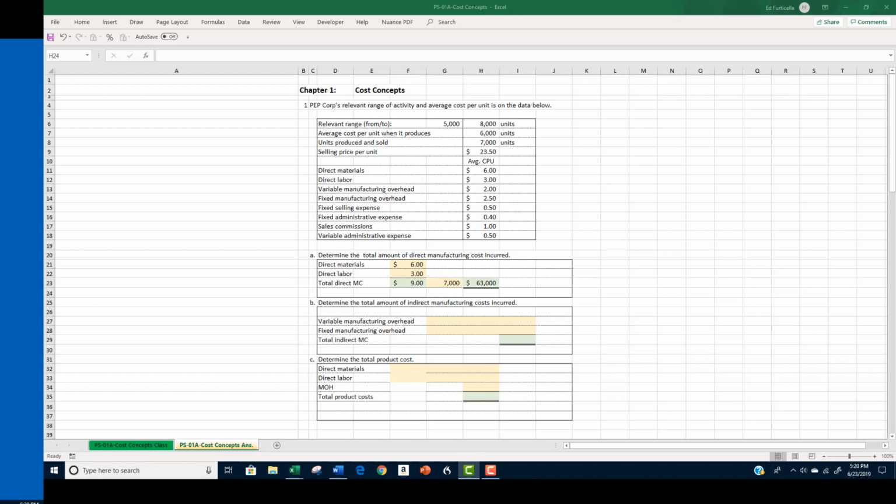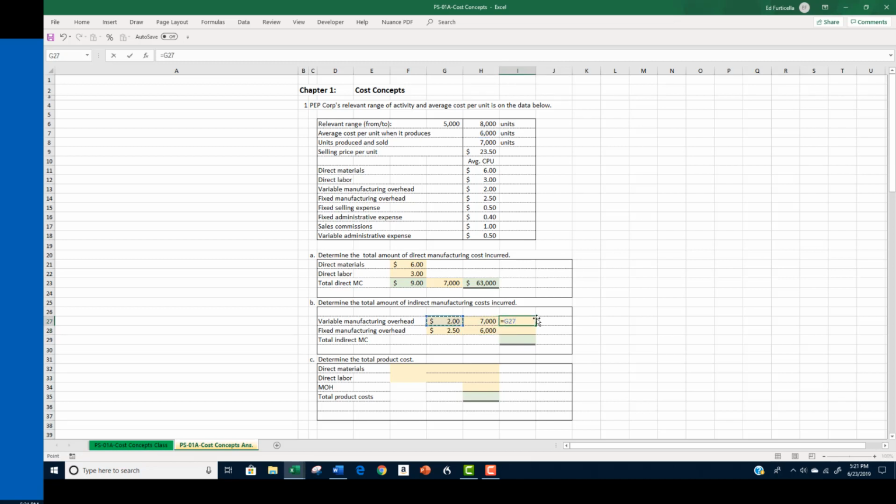The relevant data includes variable manufacturing overhead of $2 per unit, fixed manufacturing overhead of $2.50 per unit based on 6,000 units of production, and the 7,000 units actually produced. Costs related to direct materials, direct labor, selling, general, and administrative expenses, and selling price are irrelevant.